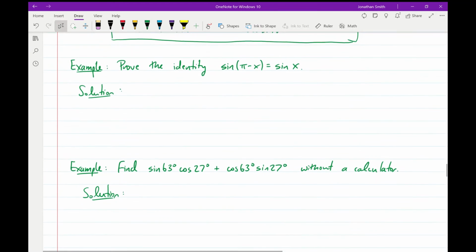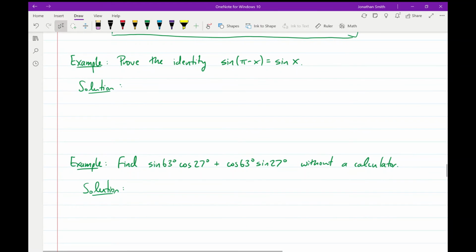Okay, so let's take these sum and difference formulas for sine and let's put them into action. So we'll calculate a few different examples. In this first one, we want to prove this new identity that says sine of pi minus x is always equal to sine x. All right, so let's try and verify that this is in fact an identity.